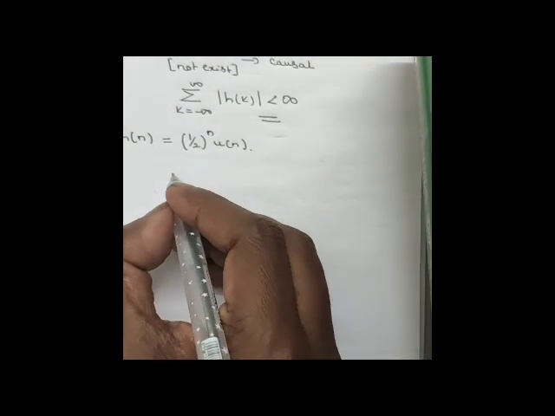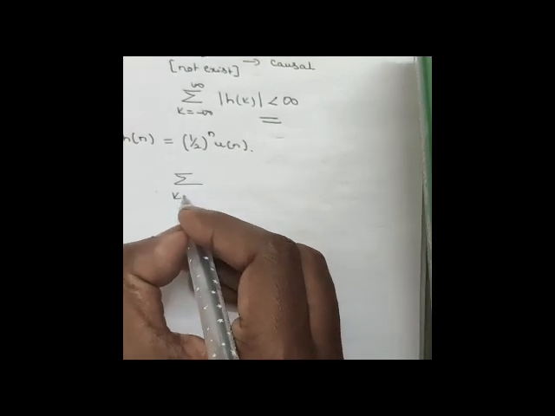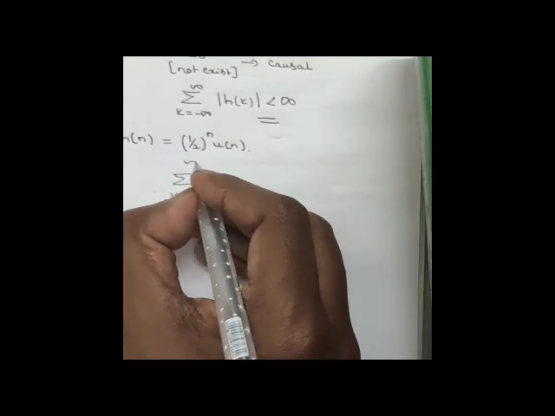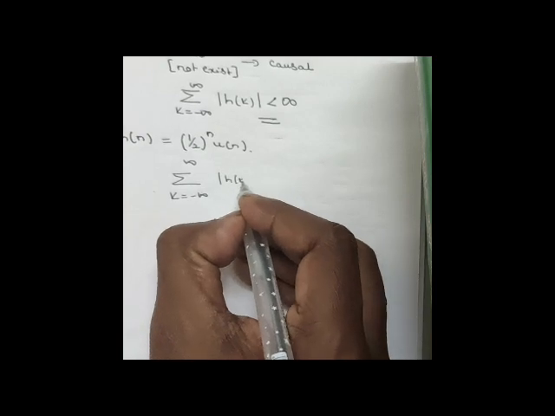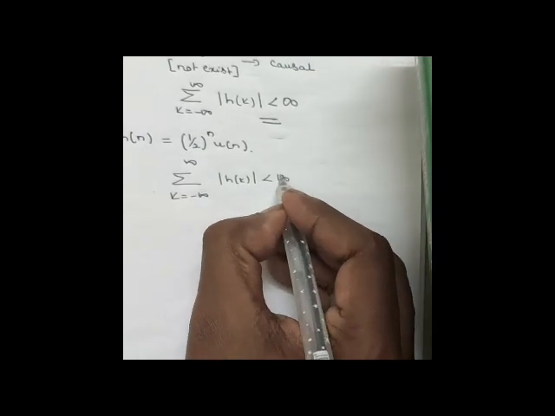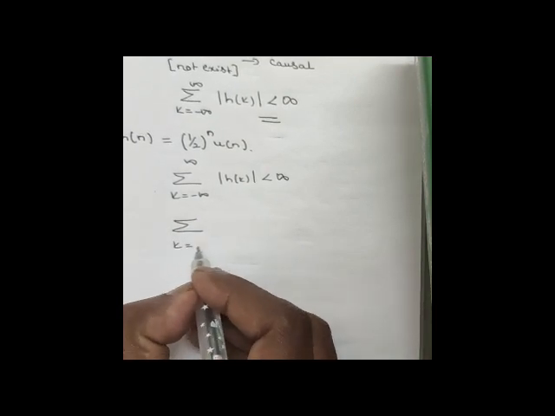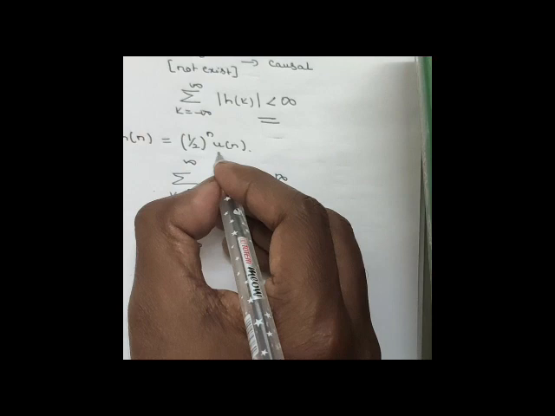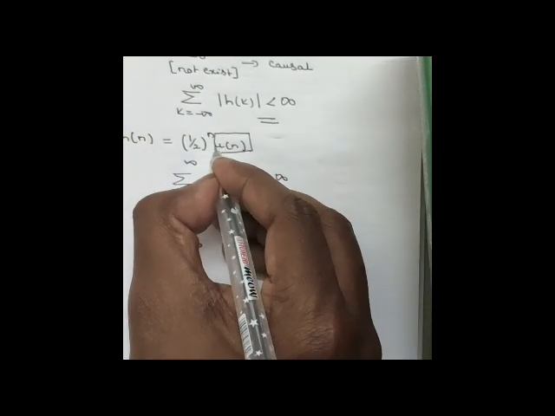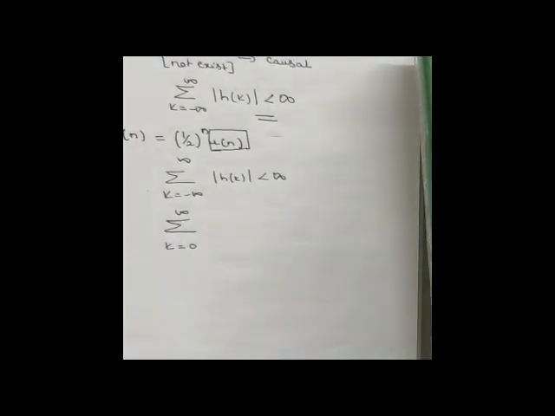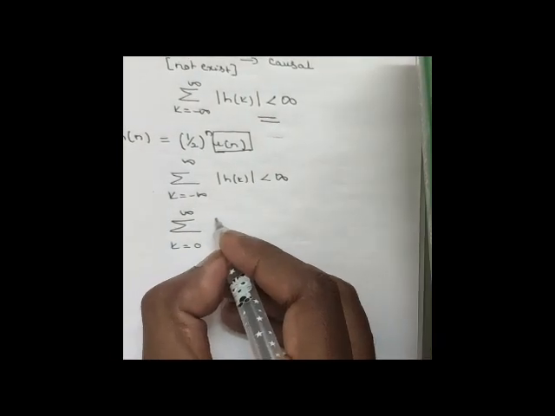What is the formula to find stability? The formula is summation k equals minus infinity to plus infinity of h of k should be less than infinity. So summation k equals 0 to infinity. Why have I taken 0 to infinity? Because it's a unit step function. U of n is given, and we know that it exists from 0 to infinity. So the limit is 0 to infinity.